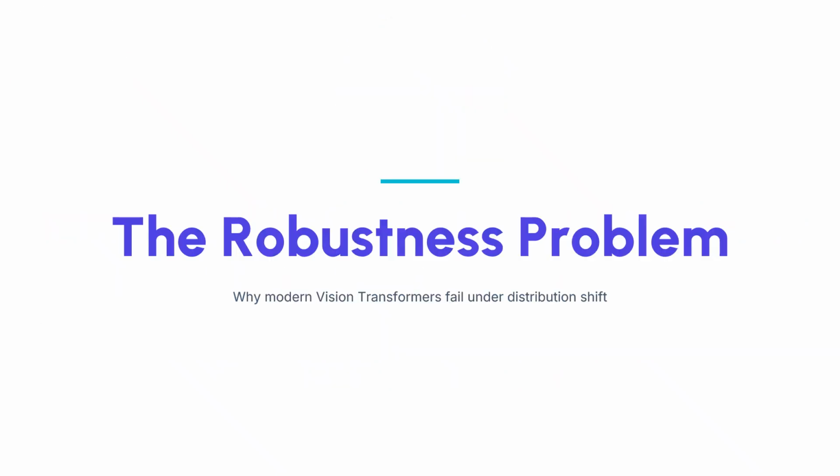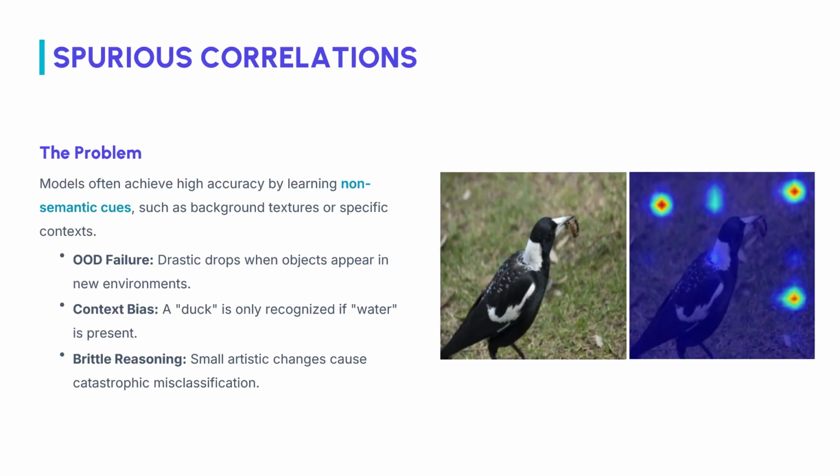Despite impressive accuracy on standard benchmarks, modern vision transformers are surprisingly fragile when the world looks a little different from their training data. The root cause is spurious correlations. Models often achieve high accuracy not by understanding objects, but by latching onto background textures and contextual cues that happen to co-occur with a class during training.